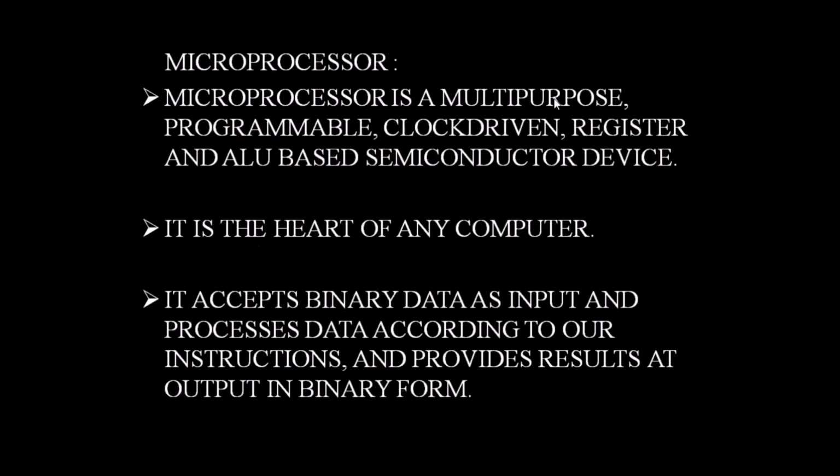Talking about microprocessor, to understand it in an easy way, let's break the word microprocessor into two, that is micro and processor. Micro means a smallest element and processor is an electronic device which processes data. The definition of microprocessor is a multipurpose programmable clock-driven register and ALU-based semiconductor device.